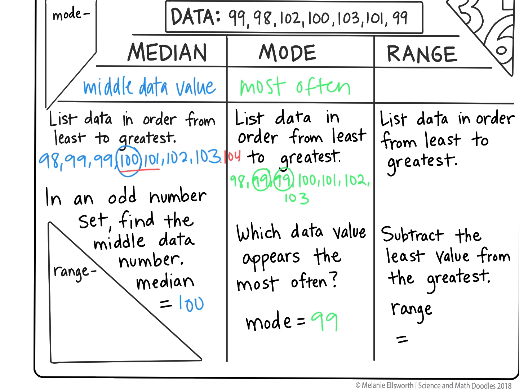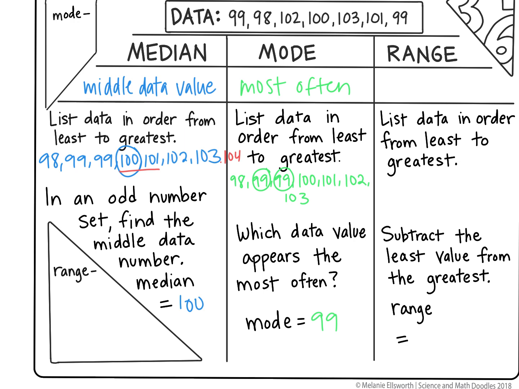Okay? Do you find the median if there's 2? Good question. You can also have more than one mode. So if, for example, I had another 103, then my mode would then be 99 and 103 because they both show up the most. They tied for the most. Okay? So you'd have to list both of them.